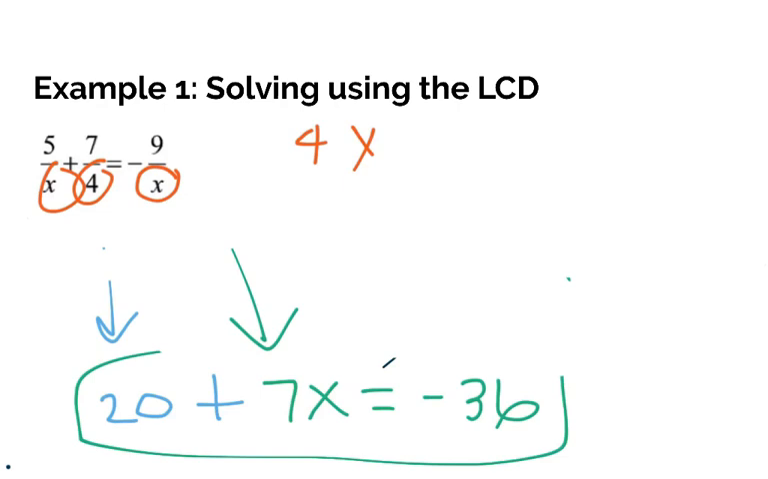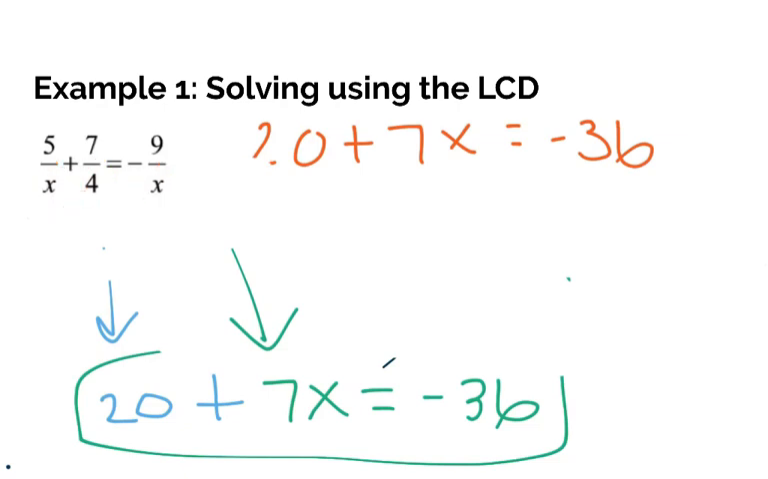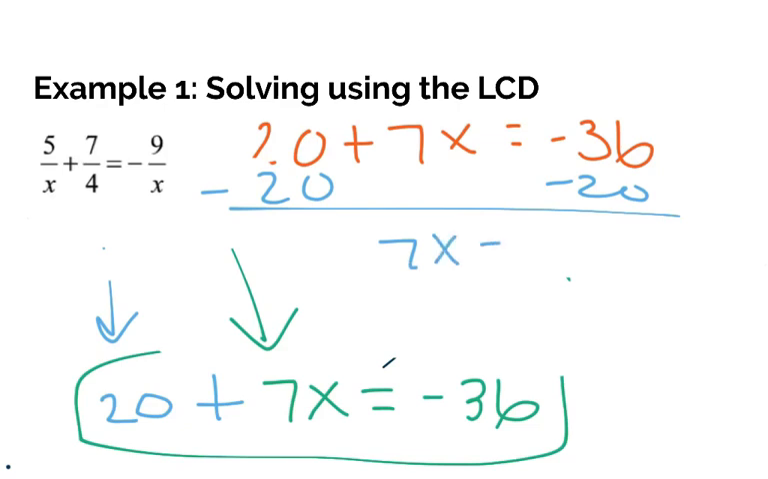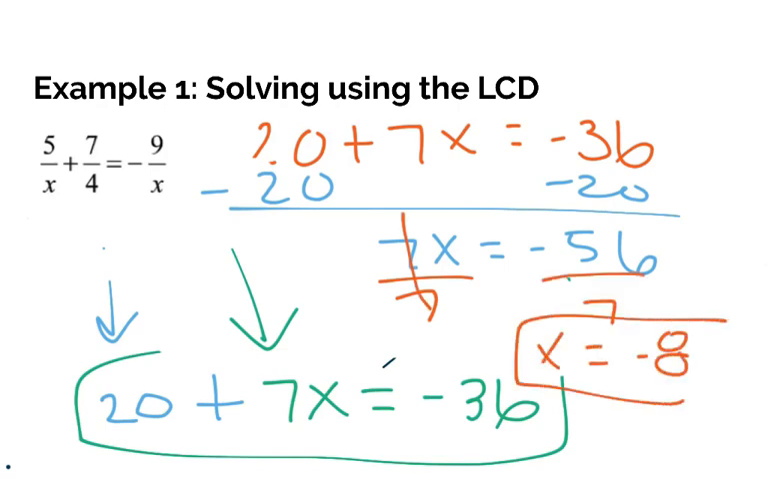Okay, so now let's just solve this simple equation that was 20 plus 7x equals negative 36. So what I'm going to do first is subtract 20 from both sides. So I get 7x equals negative 56. And then I'll divide by 7, and I get x equals negative 8.